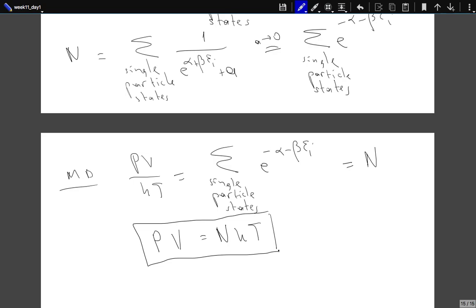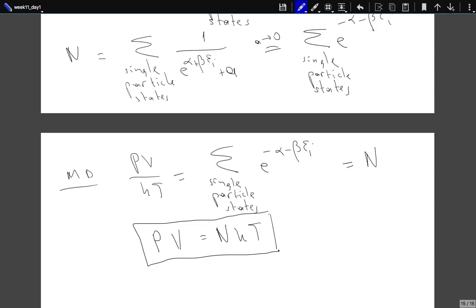Now, one interesting thing about this result: we had derived this result many times using different approaches, but here, for example, it doesn't really depend on what the values of epsilon I are. Whatever the energy eigenstates of my system are, PV is equal to NKT. Of course, in the limit that the Maxwell-Boltzmann distribution is applicable.